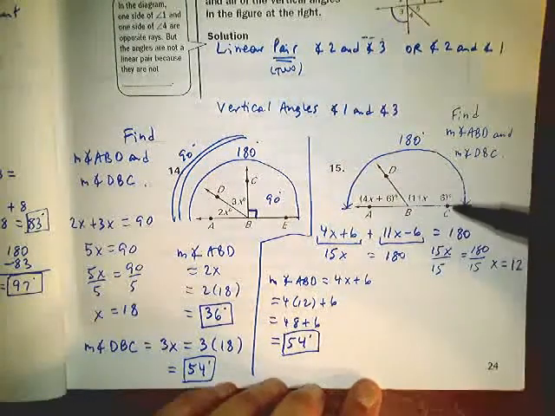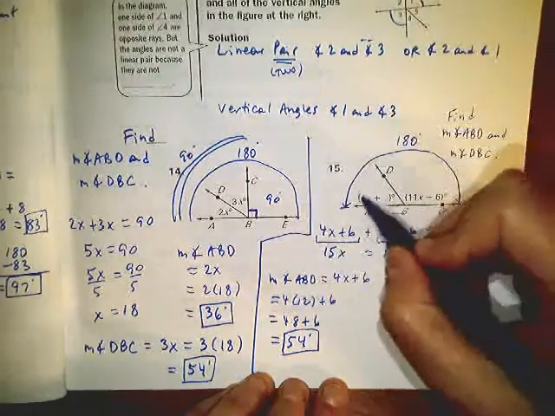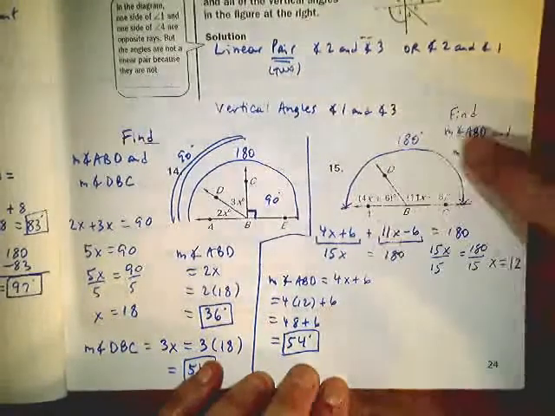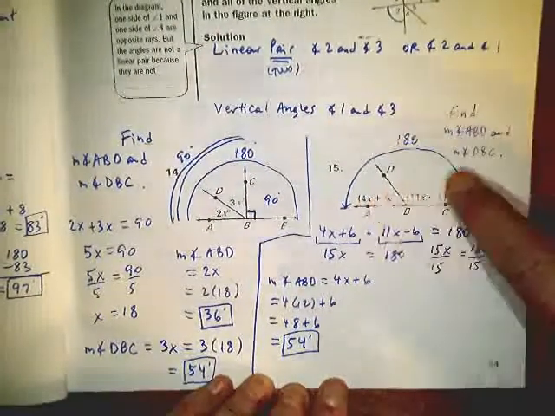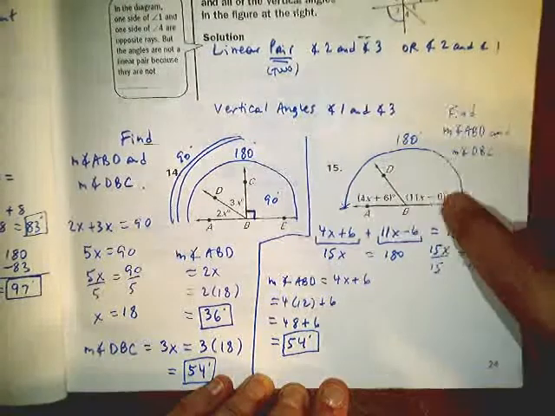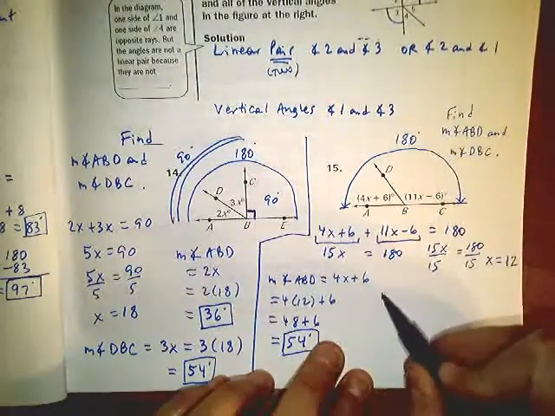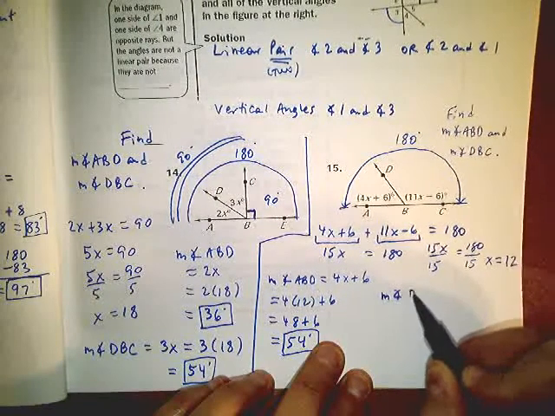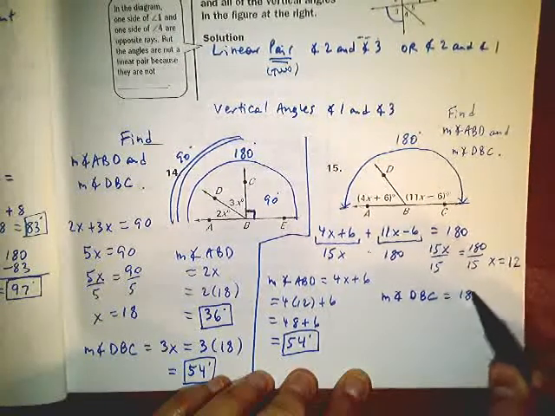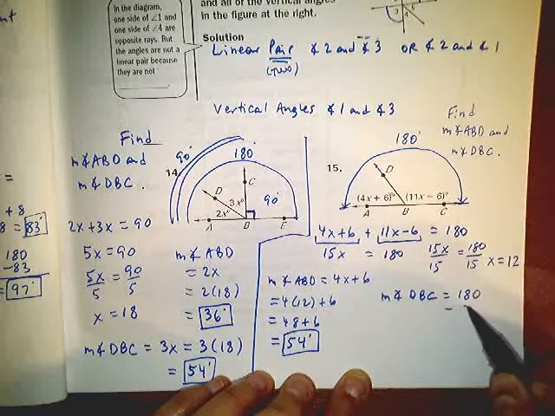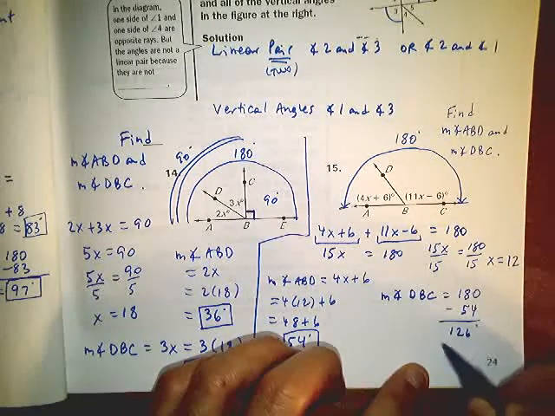Now, since this other angle is just what's left over, if this one's 54 right here, and I know the two of them together add up to 180, I can take 180 minus 54 and get this angle here. It's an angle bigger than 90. It's going to be 100 something. So I would say that the measure of angle DBC, again that's this one, would be most easily and quickly found by simply taking 180 and subtracting 54 from it, giving me 126 degrees.